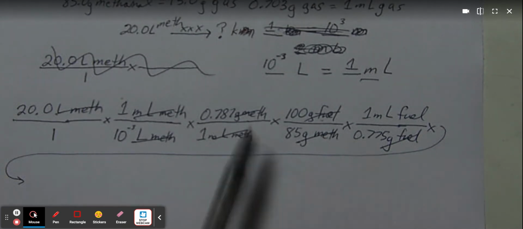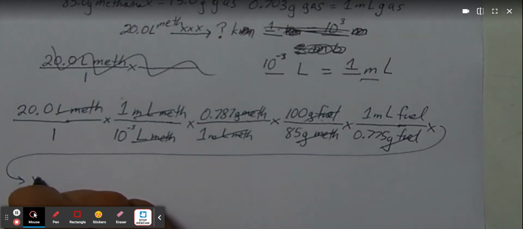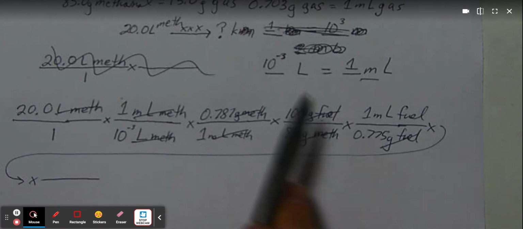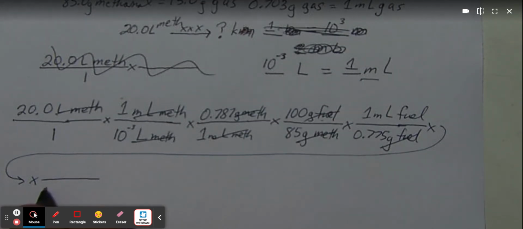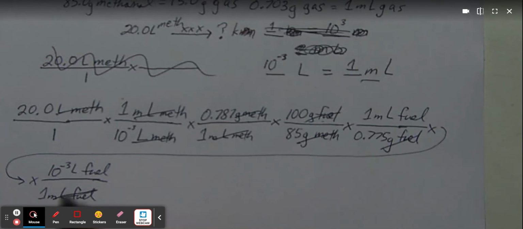So again, I'm going to use my relationship milliliters to liters, but now I'm going to use it backwards. Since I have milliliters of fuel on the top, I'm going to have milliliters of fuel on the bottom: 1 milliliter of fuel on the bottom, and 10 to the negative 3 liters of fuel on the top. So milliliters of fuel cancel out. Now I have liters of fuel. Now I can use the relationship between gallons and liters.